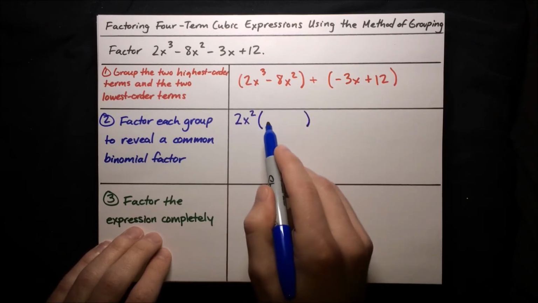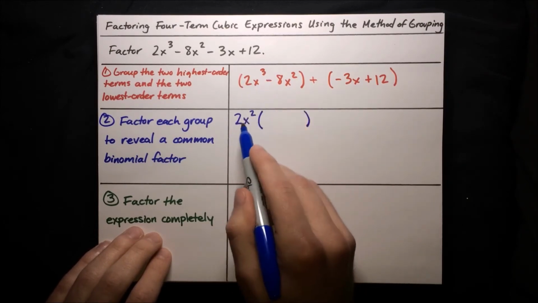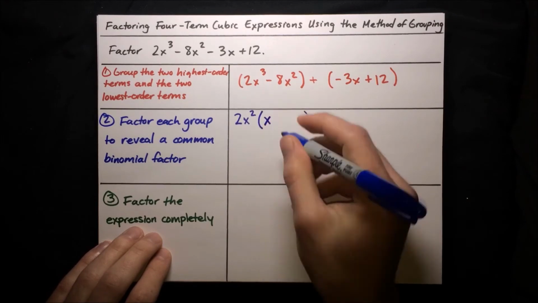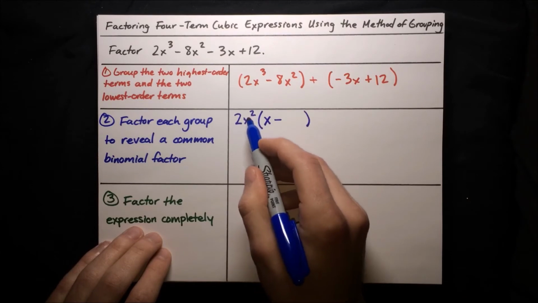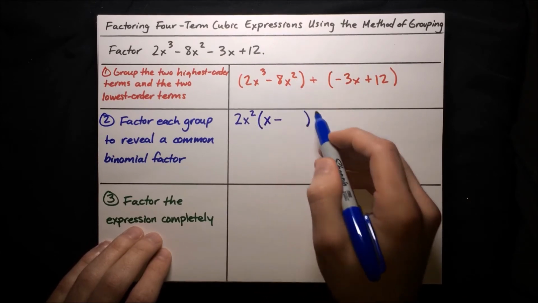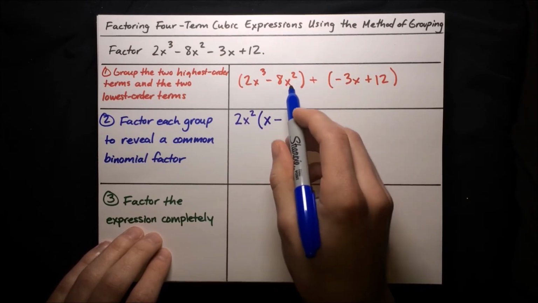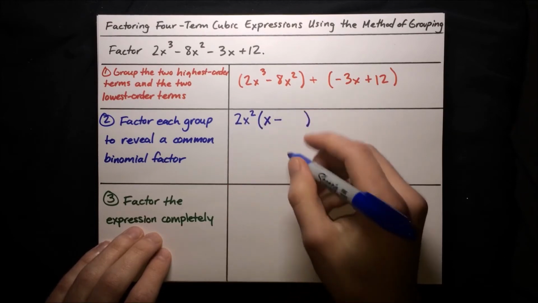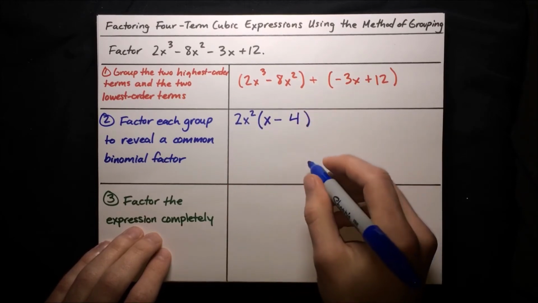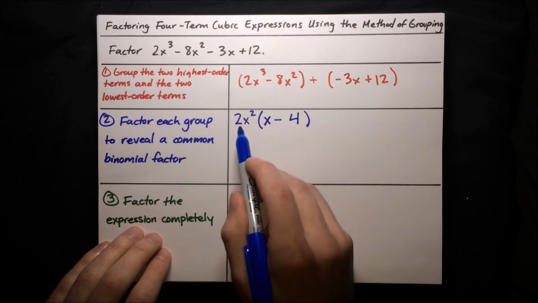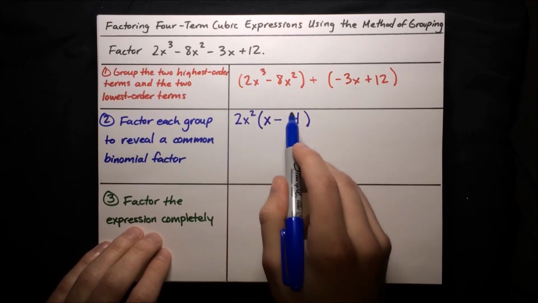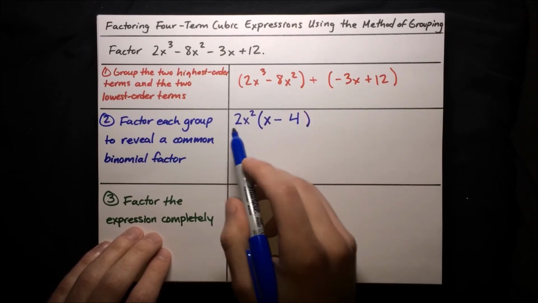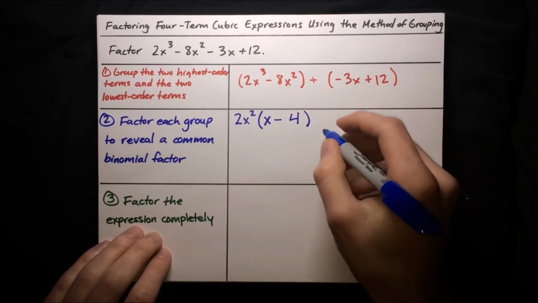So 2x squared times what gives us this? Well, 2x squared times what makes 2x cubed? The only difference is an x there. So that'll be our first term. And then minus 2x squared times what gives us 8x squared? Well, we don't need any additional x, but we do need to multiply the 2 by 4 to get to 8. So we've got x minus 4. There we go. And if we multiply that out, 2x squared times x, that's 2x cubed. 2x squared times 4, that's 8x squared. Yeah, that checks out.